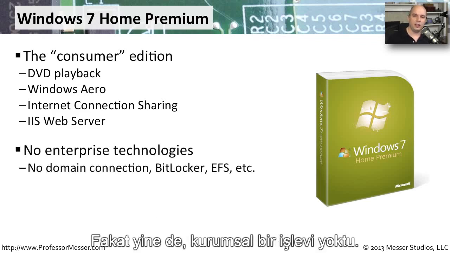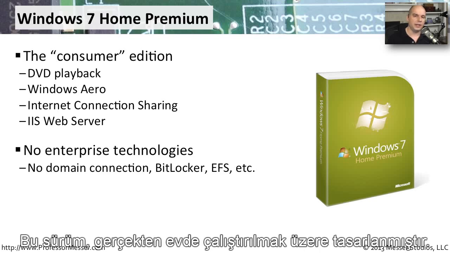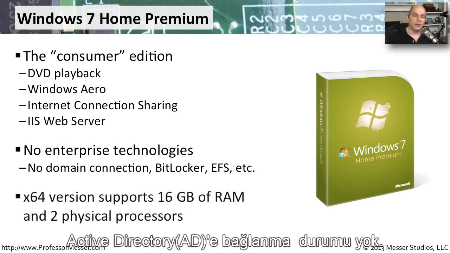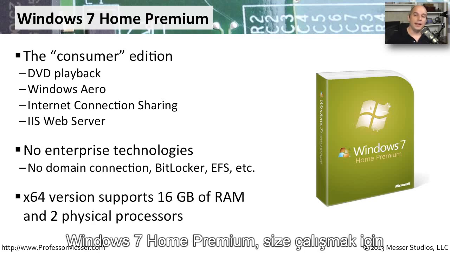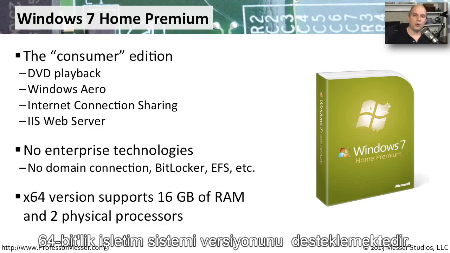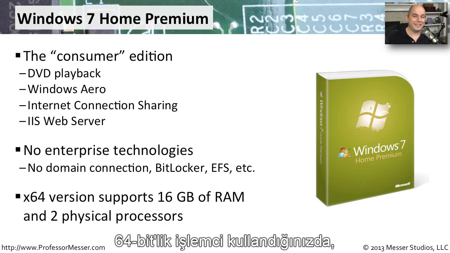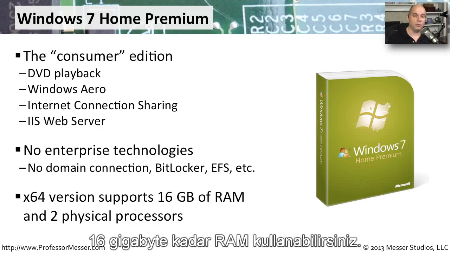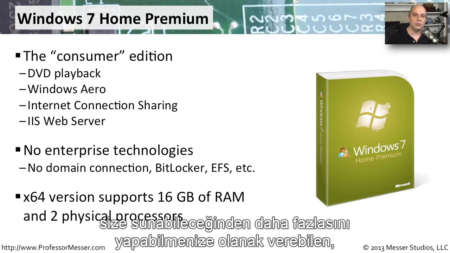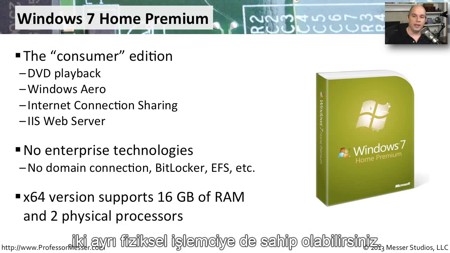Again, you didn't have the enterprise functionality. This was really designed to be run at home, so no connectivity to Active Directory or any of the more advanced encryption capabilities. Windows 7 Home Premium did provide a 64-bit version of the operating system, which gave you more hardware to work with. You could use up to 16 gigabytes of RAM in your 64-bit processor, and you could have up to 2 separate physical processors inside of your computer that allowed you to do more than the 32-bit version of the Windows 7 Home Premium.